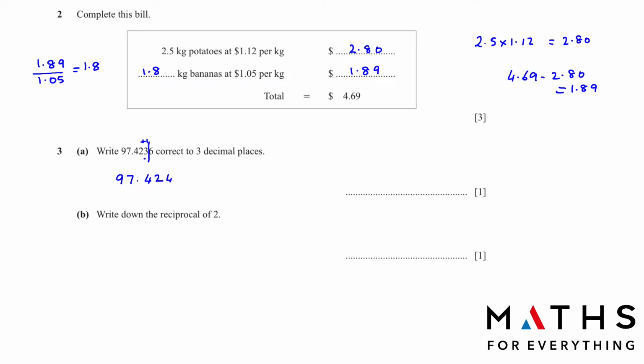In part B, write down the reciprocal of 2. Reciprocal means we just flip over. So if we have 2, it means it is 2 over 1. If there is no number in the denominator, there is always a 1. We can flip it over. That is 1 over 2. That is our answer.